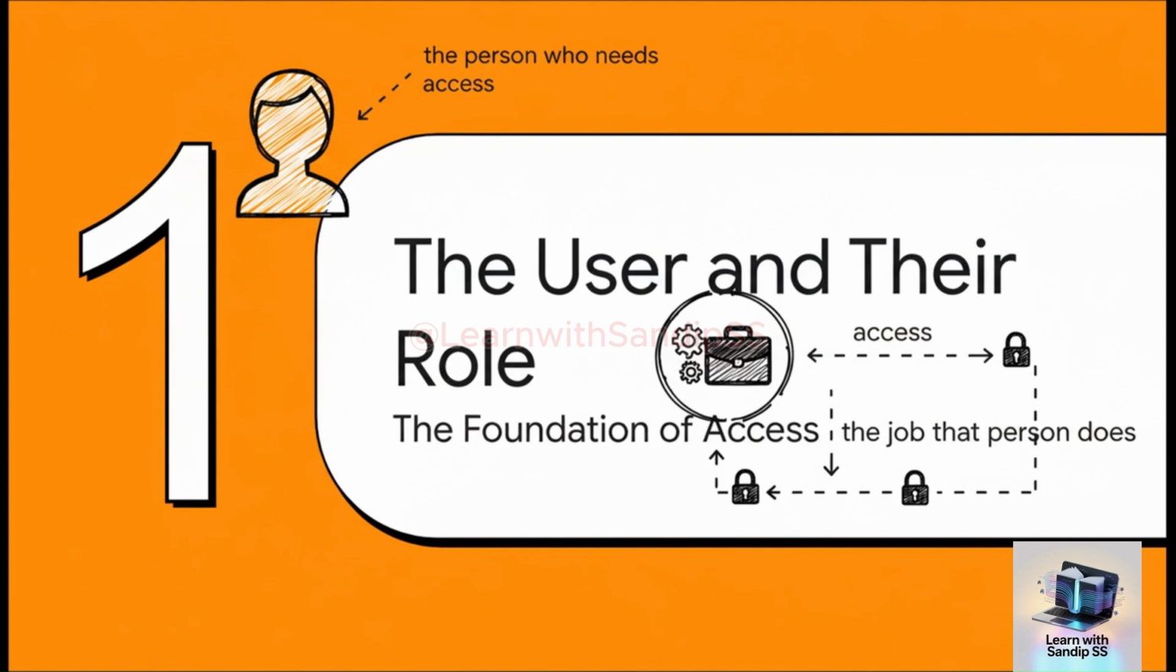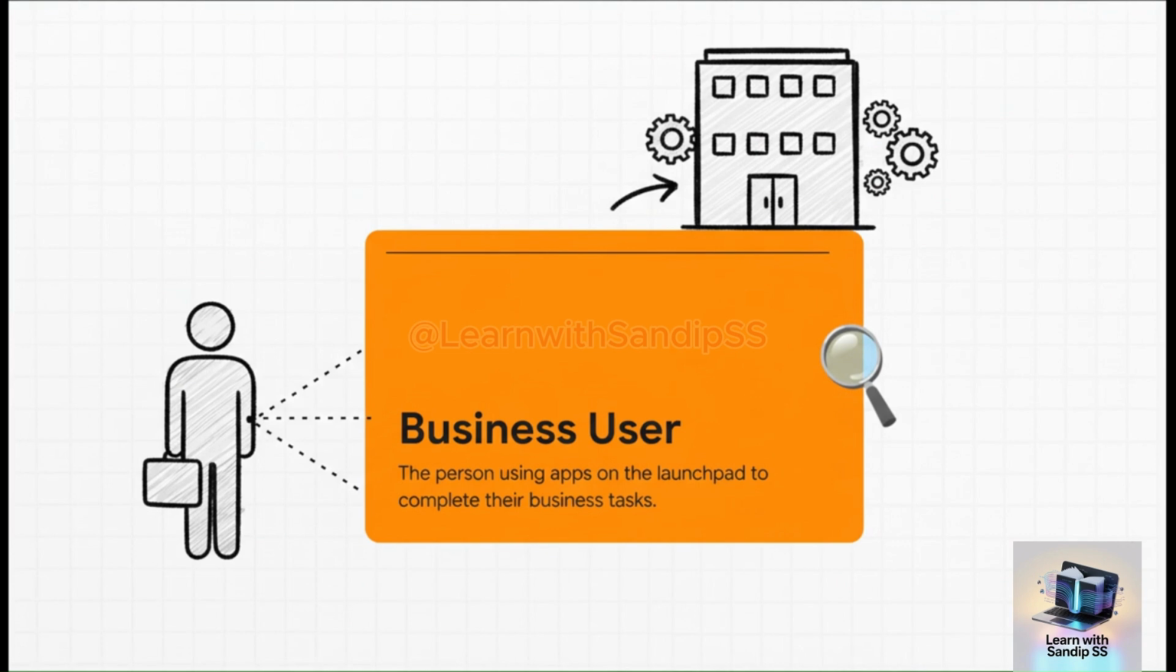Well, it all starts with two really fundamental ideas: the person who needs access and the job that person does. This is the foundation of everything. First up, you've got the business user. This is pretty simple. It's the person. It's Sarah from accounting or David from sales logging in to do their work. To make this super clear, let's use an analogy. The business user is the employee who needs to get into the main office building.